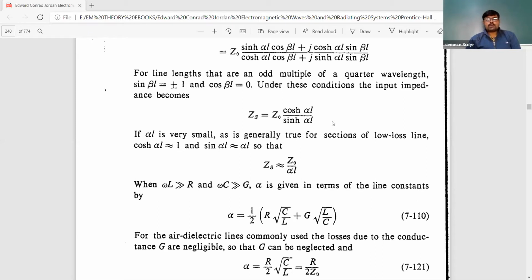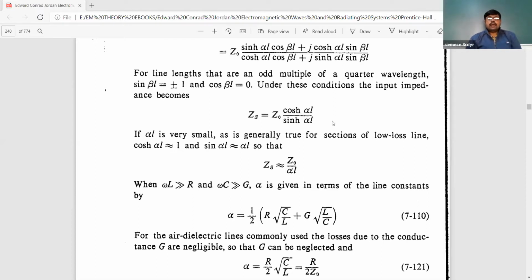So if alpha L is very small, as is generally true for sections of low loss line, obviously I have mentioned the different equations. We have seen the different portions of the equations for the low loss line. Cos hyperbolic alpha L nearly equals 1 and sinh of alpha L nearly equals alpha L, so that Z is nearly equal to Z naught by the alpha L term we are getting.